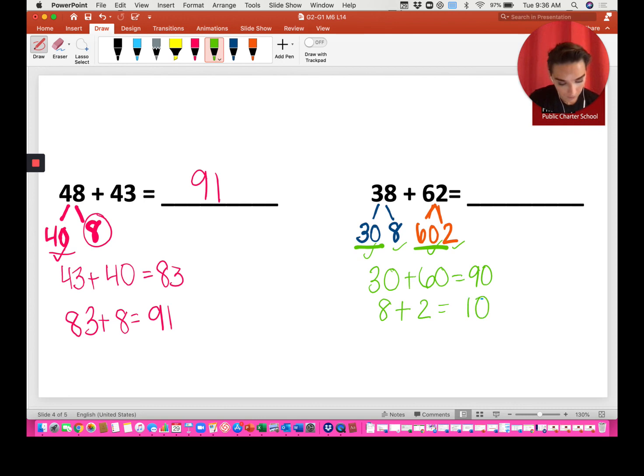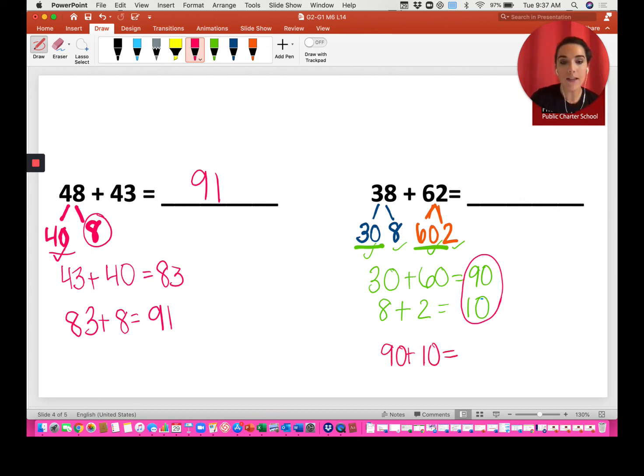10. Very good. Your page should look something like mine now. And so I want you to think and try to solve, what do you think we're going to add together now to get our final answer? Good. You should have said we're going to add our totals up, which is 90 and 10. And so to figure out what 38 plus 62 is, I'm going to add 90 plus 10.